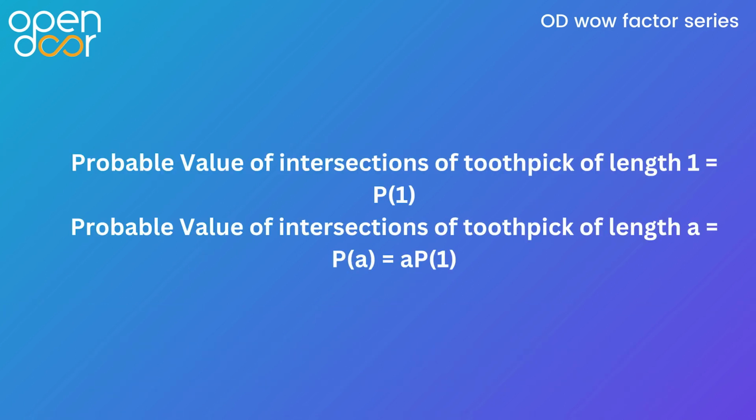So then suppose we have n intersections out of a total of m attempts of a needle of length 1. Then if we increase the length of the needle to say a, which is a multiple of 1, then we should get n times a intersections out of m attempts. Because like we said, you keep adding it and the probable value, or the number of intersections specifically, will keep increasing.